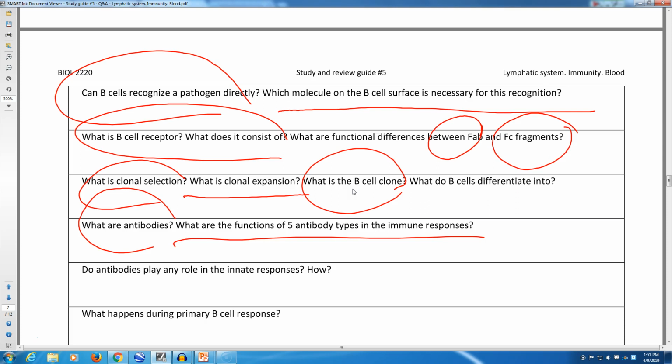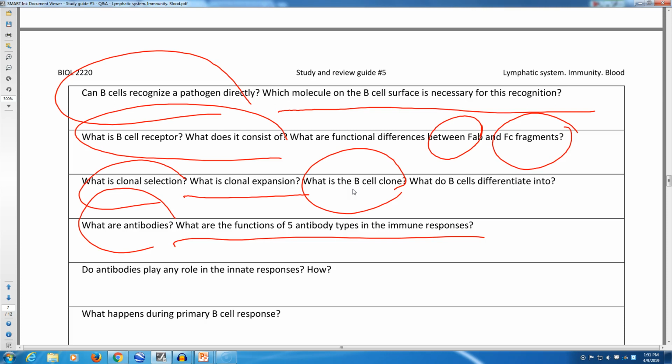What's the extent of functions? Which one can cause placenta? Which one is secretory? Which one causes allergy? Which one is the B cell receptor? I promise I'm not going to ask you which one is more abundant. Oh, and which can activate complement.